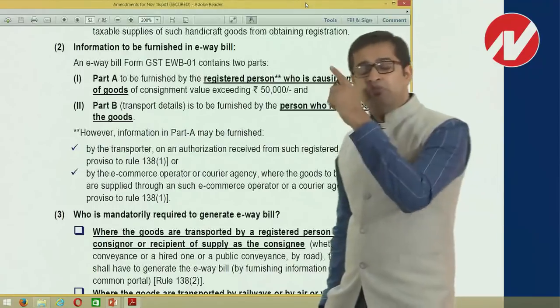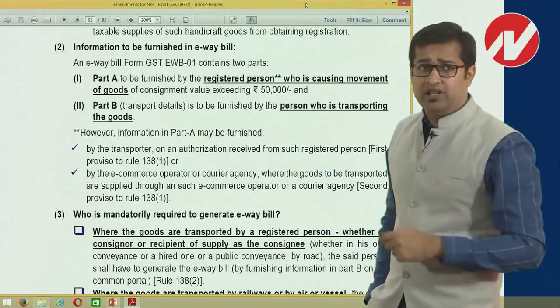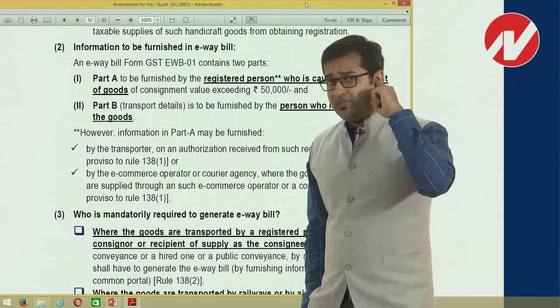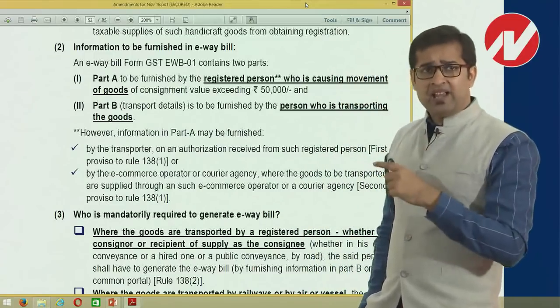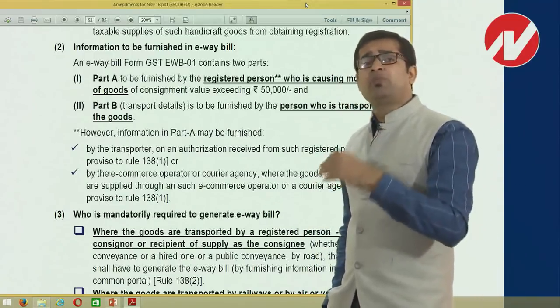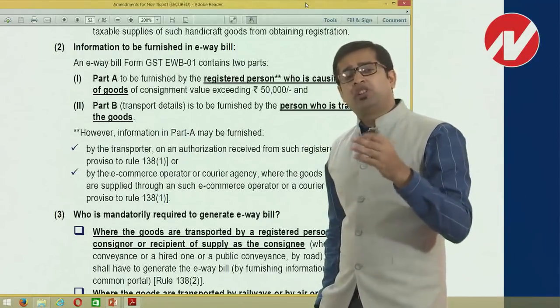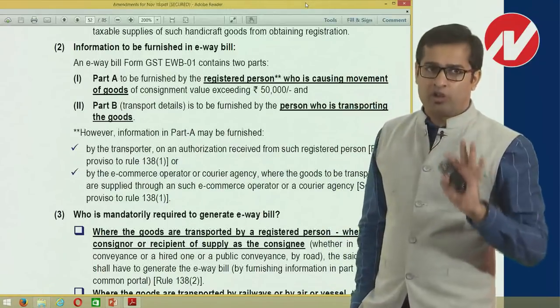Then the third, one of the most important points, is what information is required to be furnished in the e-way bill. Basically, as I said, there are two parts of the e-way bill: Part A and Part B. Now, Part A, as mentioned, is to be furnished by a registered person who is causing the movement of goods. And when I say registered person who is causing the movement of goods, it is either the supplier or the recipient in normal cases.